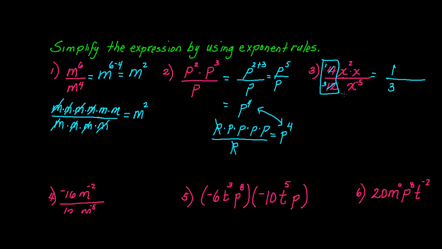And now I'm going to work with my variables. I'm going to start in the numerator. X squared times x. I have the same base. I'm multiplying. So the rule says you add the exponents. So let's do that, and you keep the base. So x to the 3rd power. Remember, there's an invisible 1 here. And x to the negative 5th power.